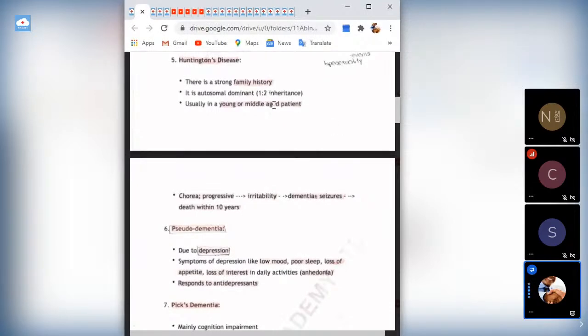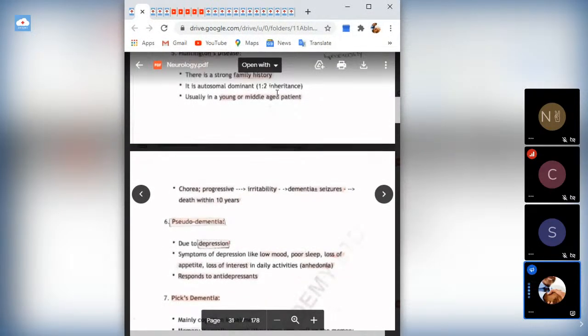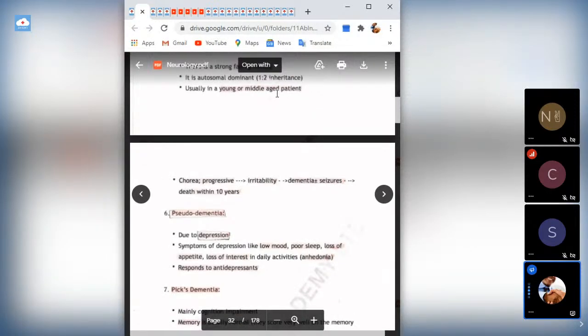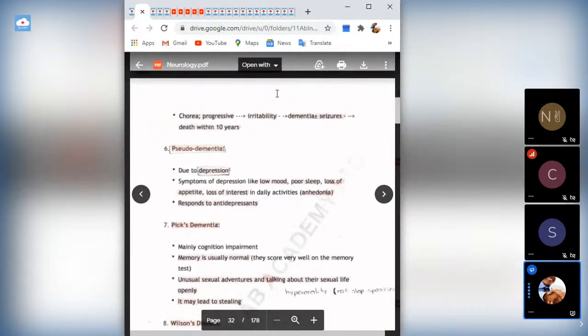It is autosomal dominant. And with things that are autosomal dominant, there's reduced penetrance and variable expressivity. So with each generation, there's variation in the expressivity, but it kind of gets worse with each generation. Now, usually in young or middle-aged patients, there's this strong history of choreoathetoid movements, slow writhing movements.